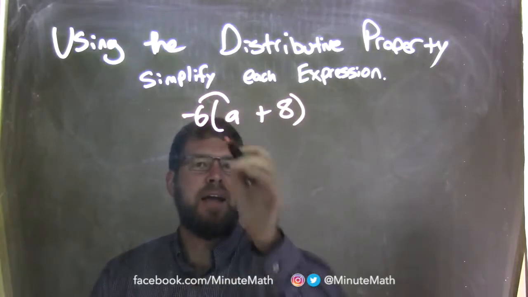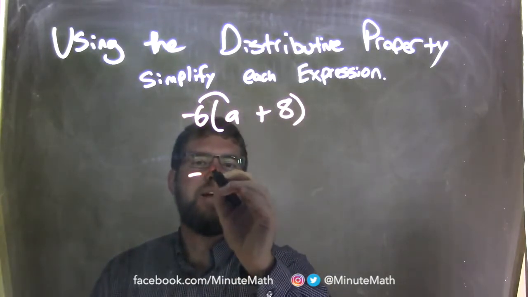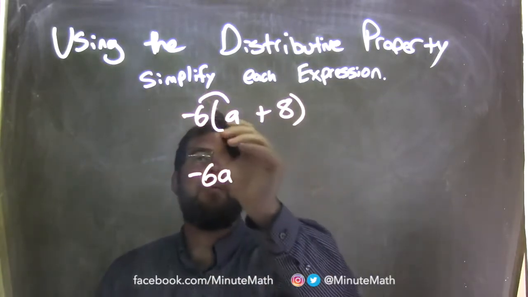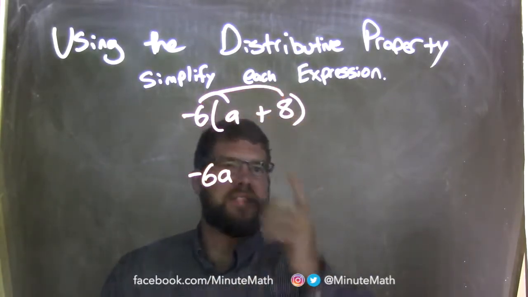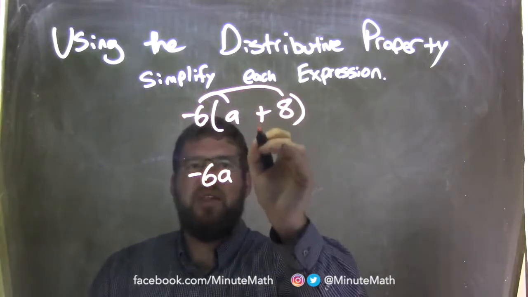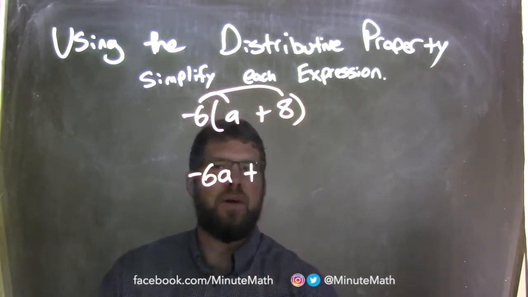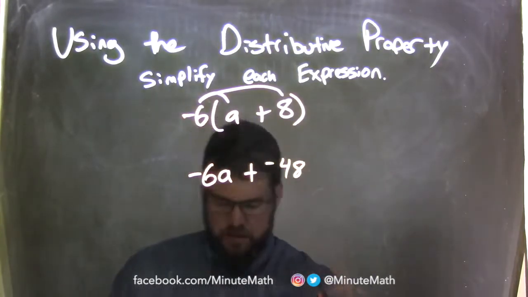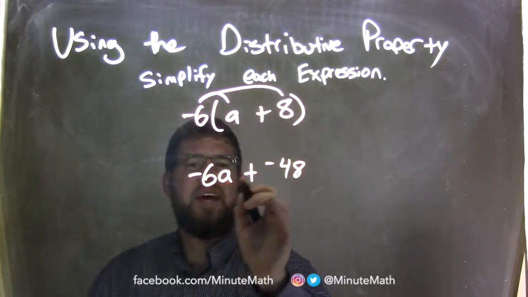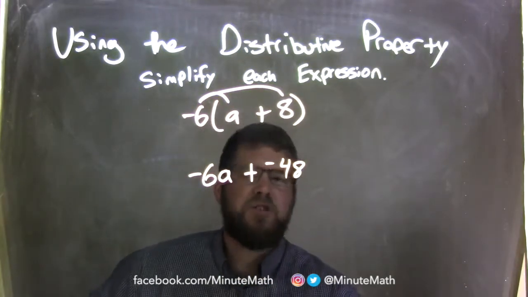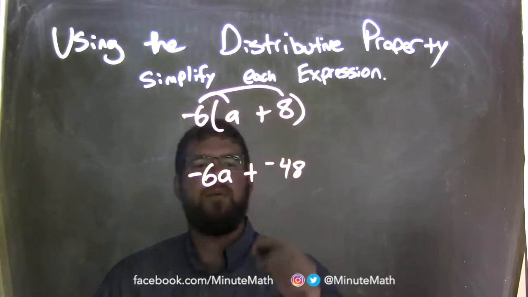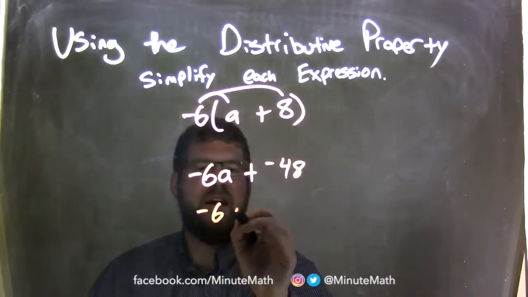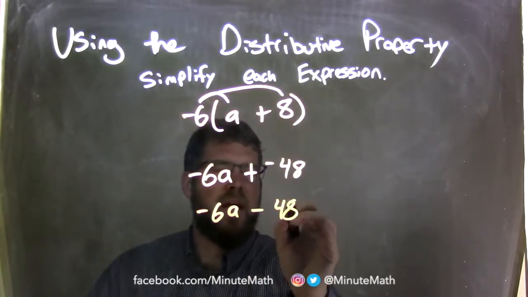-6 times A, and -6 times A comes out to be -6A, or -6 times A, right? And then we multiply the -6 by the second number using this spacer, which is the plus sign, right? And -6 times 8 is a -48. Now, we have -6A plus a -48. Generally, it's nicer to write it as a minus sign, because plus and negative is a minus. So we have -6A minus 48 as our final answer.